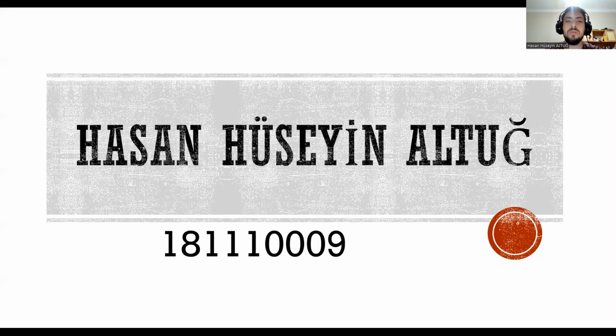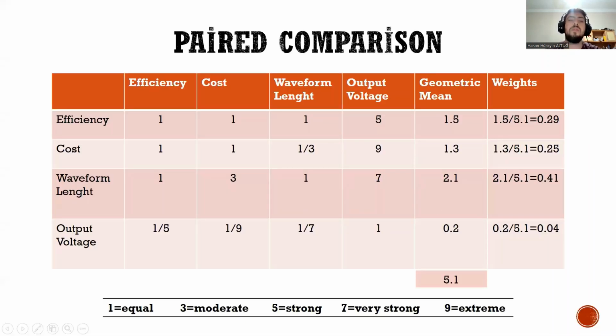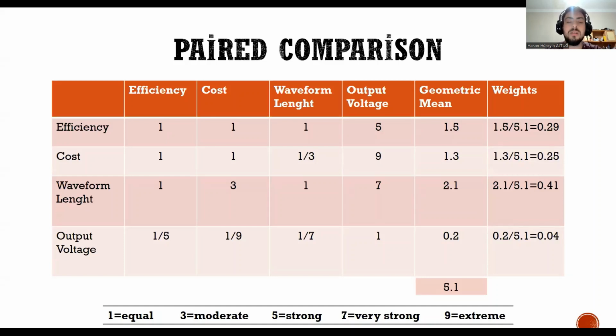My task in this presentation is to evaluate. We chose the evaluation method as the analytical hierarchy process. First, we do a paired comparison. 1 equal, 3 moderate, 5 strong, 7 very strong, 9 extreme. Here we set the selection criteria. Our criteria are efficiency, cost, waveform length, and output voltage. We take the geometric mean here of these criteria and determine their weights.